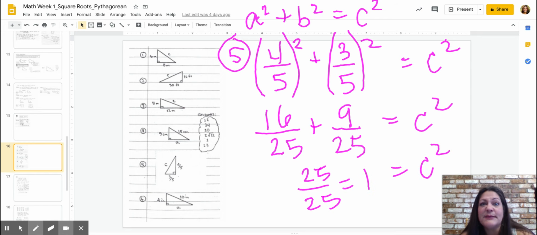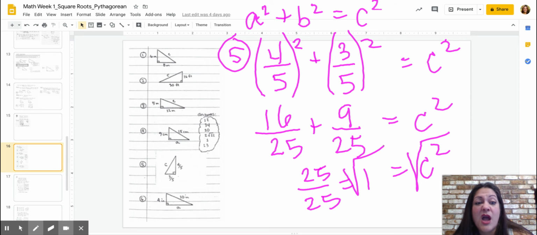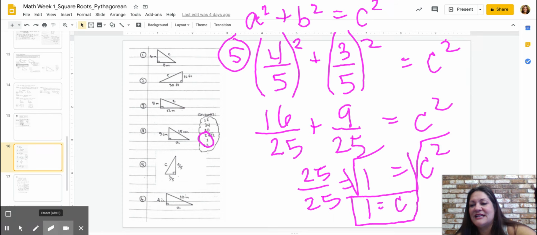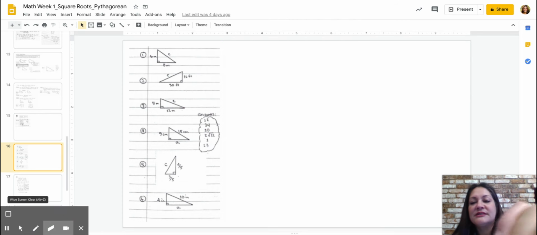I kind of skipped the step right there because I'm out of room. These fractions were huge. So square root of c squared, square root of 1 equals c. Good thing there's no label because I didn't leave room. See, so it looked crazy, but we did it. All right, good. Last one, number 6.